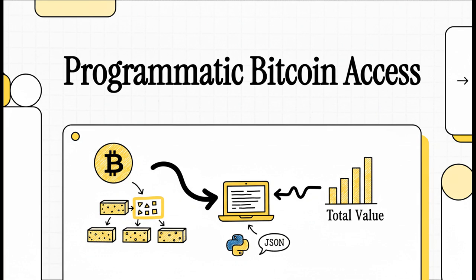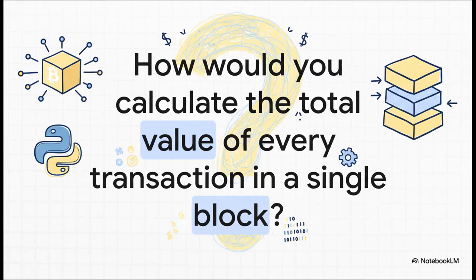And to see why this is so important, let's just start with a challenge that's pretty much impossible to solve from the command line alone. So just think about this for a second. How would you actually calculate the total value of every single transaction packed into one specific Bitcoin block? I mean, you could try doing it by hand with the command line, grabbing one transaction at a time, but seriously, you'd be there all day. This is the perfect example of a problem that shows us exactly where our manual tools just hit a wall.